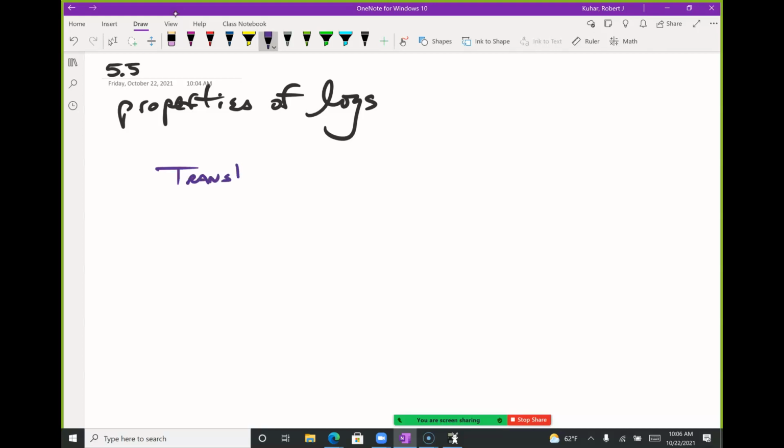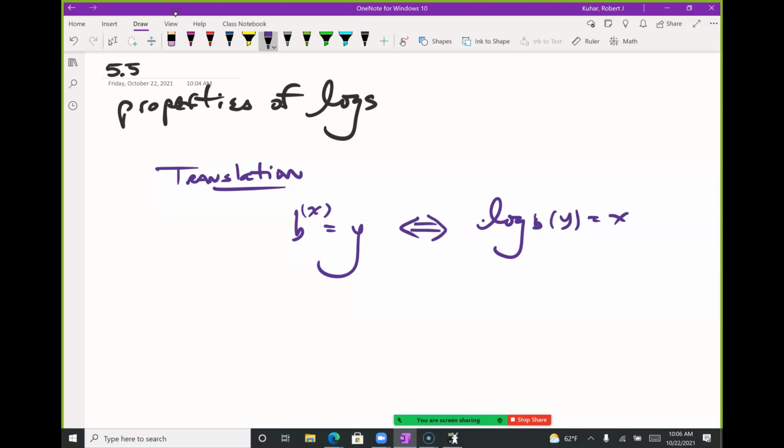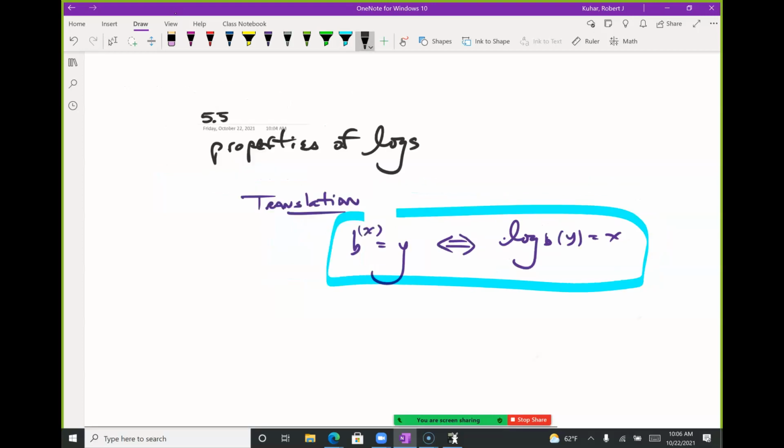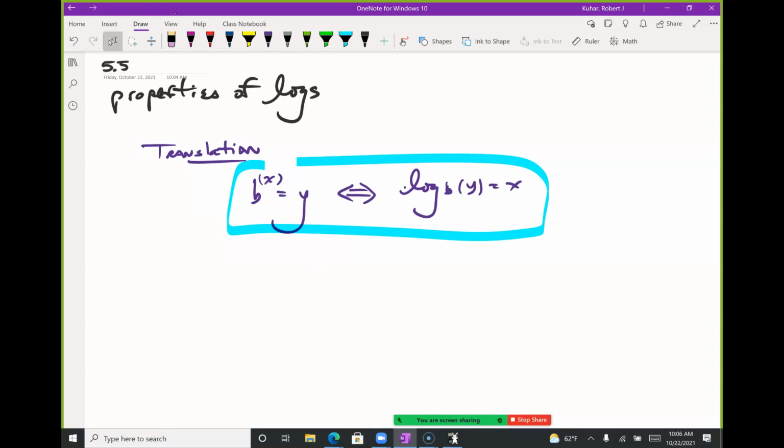I want to have this translation, right? So b to the x equals y is equivalent to log base b of y equals x, right? So I want to have that translation. The book doesn't call that one of the properties, but I'm saying I want to think of these properties as unique characters of what we're doing, or subtleties. But the translation we already knew. The next one are products and quotients.